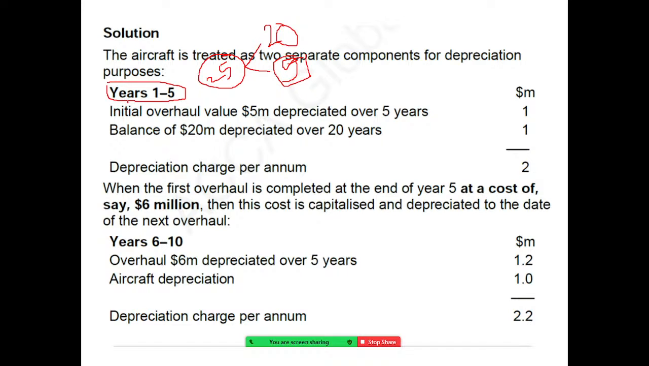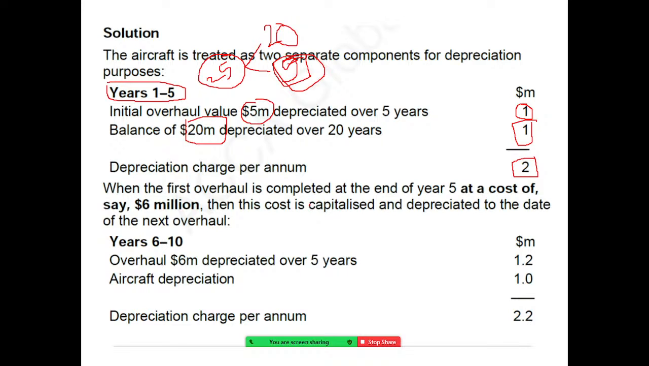For the first 5 years, the initial overhaul value of 5 million is depreciated over 5 years. So therefore the per year depreciation for the overhaul cost is 1 million. The balance of 20 million is depreciated over 20 years. So therefore 20 million divided by 20 is 1 million. So the total depreciation for the year with respect to the aircraft is 2 million. And the depreciation charge per annum is 2, right?